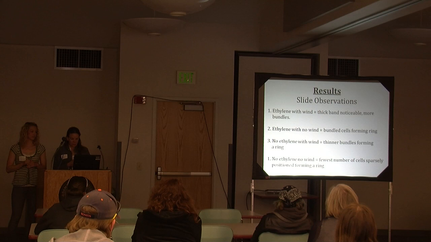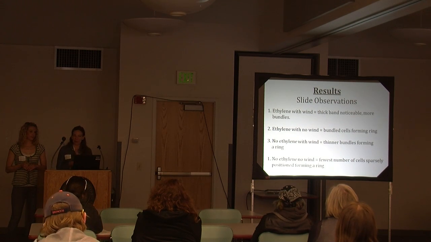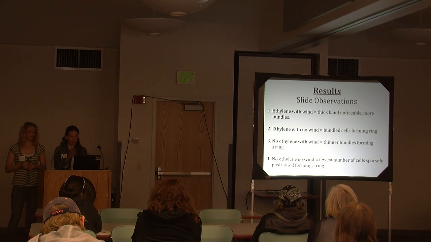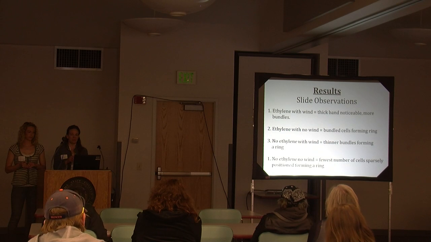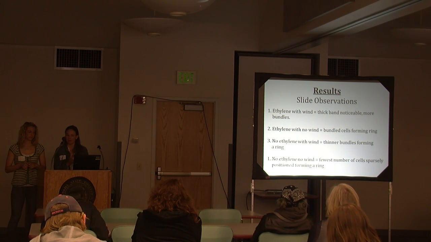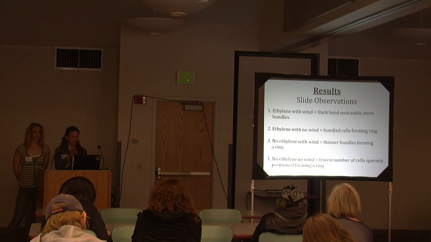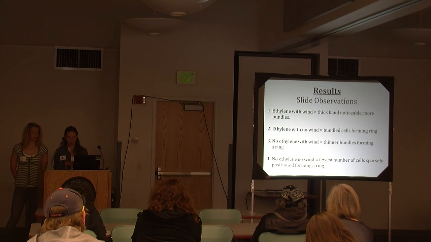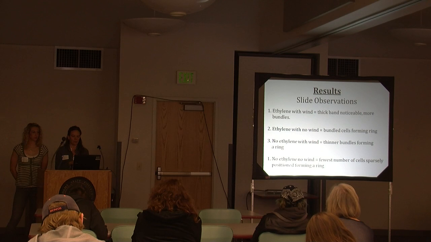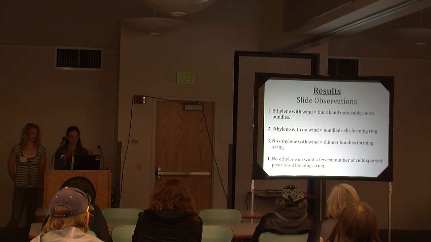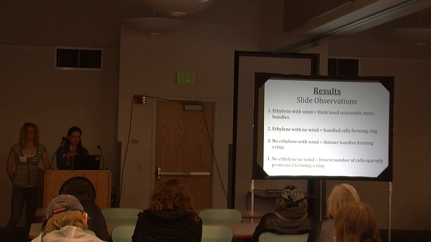Okay, our results from these slides. We found that the ethylene with the wind had a thick, noticeable band, and it had significantly more bundles than any other. The ethylene with no wind formed a ring also, however the bundles had fewer cells per bundle. The thinner bundles were with the ethylene with wind, but not very much. And then our ethylene with no wind had the fewest number of cells, and they were sparsely positioned in a ring-ish.